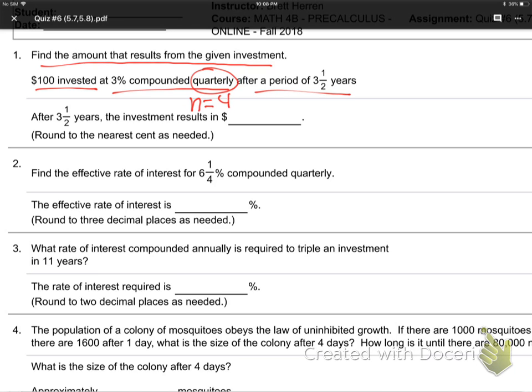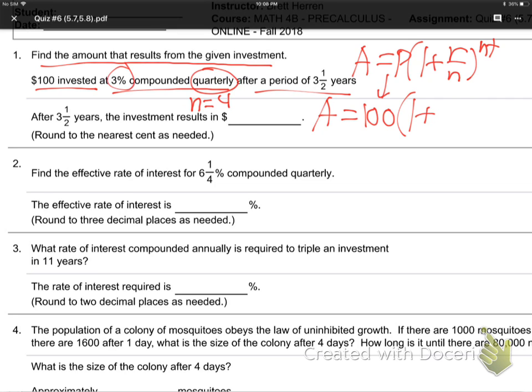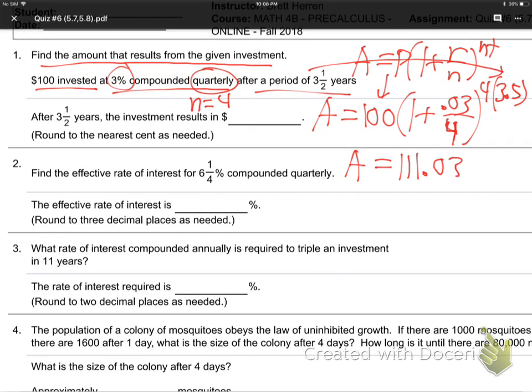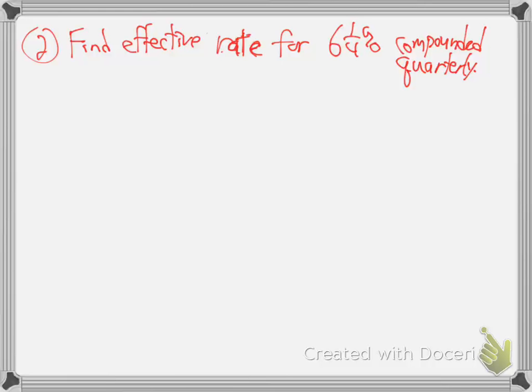So we use the formula A equals P(1 plus r over n) to the nt. So 100 is invested, that's the principal, and the rate is 3%, over n is 4 compoundings a year, quarterly, and the t is 3.5 years, 3.5, put that in right there. Hit the buttons on your calculator, and you'll get $111.03.